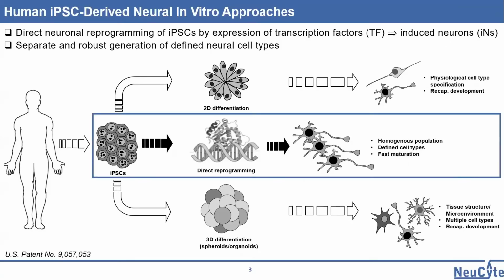However, Newsight is taking a fundamentally different approach. We are not going through a stepwise differentiation process, but rather directly converting the identity of an iPS cell into the identity of a neuronal cell or a glial cell by exposing iPS cells or stem cells to neurogenic transcription factors. This has a couple of advantages. One of the largest advantages is that you end up with a very homogeneous population of a certain identity, depending on the different combination of the transcription factors used.